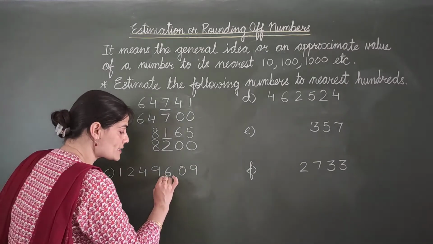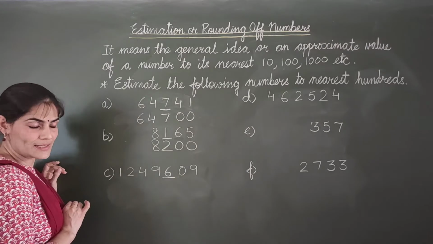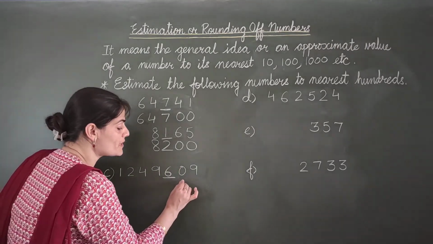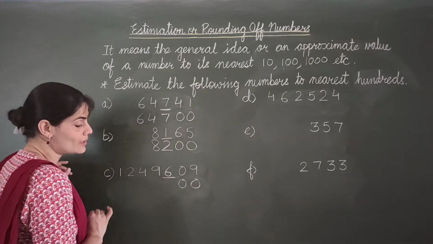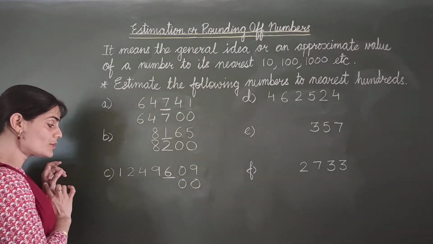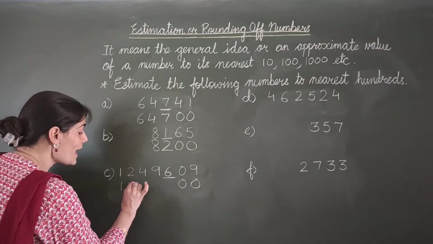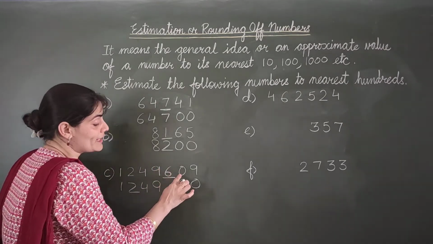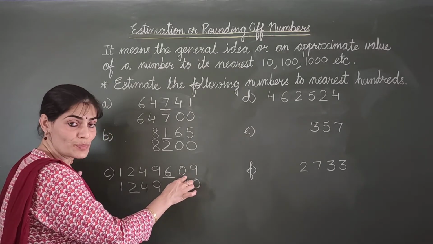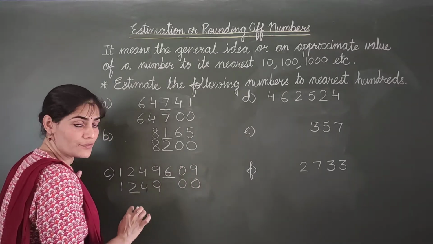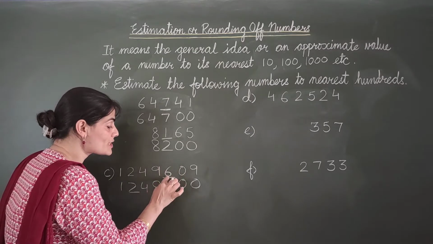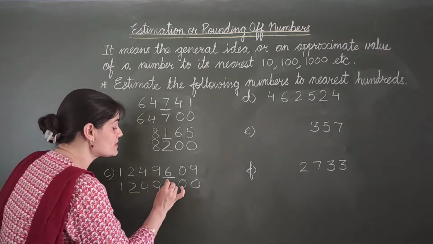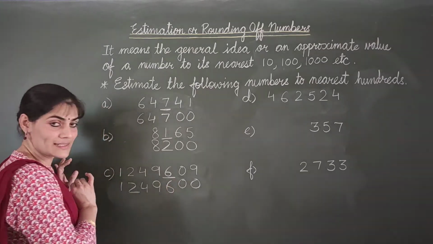Now look at the next part. The digit at hundreds place is 6. The rest of the digits at smaller places will be replaced by zeros and the digits at larger places will be written as it is. Now, what do we find? That the digit at tens place is less than 5. So, this digit at hundreds place will remain unchanged. That means it will be written as it is.